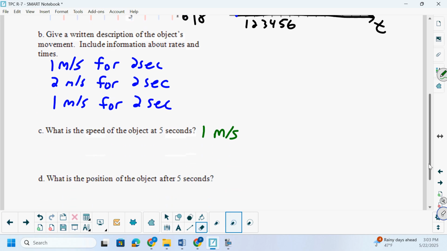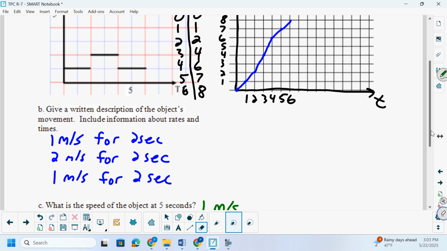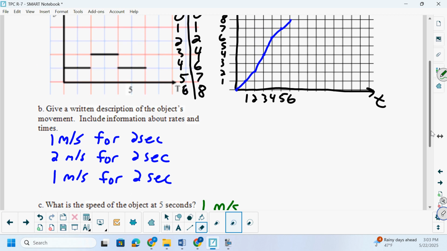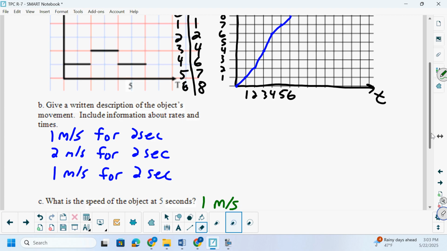What's the position of the object after 5 seconds? So two places we can look. We can either look on our position graph or just look in your t-chart because those are where we got our points for the position graph. And at 5 seconds, we are at 7 meters.